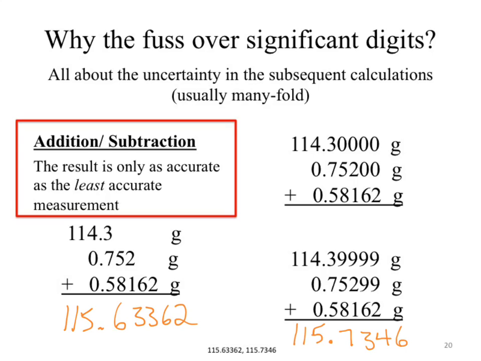Are there other mathematical manipulations we could do? Yes? What would those be? Multiplication and division. Okay, you'll notice that this little box only references addition and subtraction. Why might that be? Because we have different rules for multiplication and division. Not only do you need to know what digits are significant, but you then need to go back to your mathematical manipulations and make sure you translate the significant digits appropriately through those mathematical manipulations.